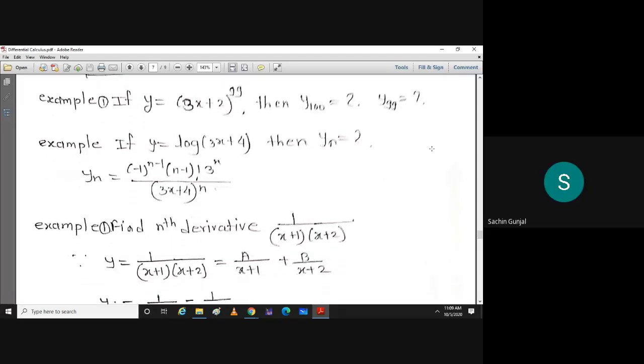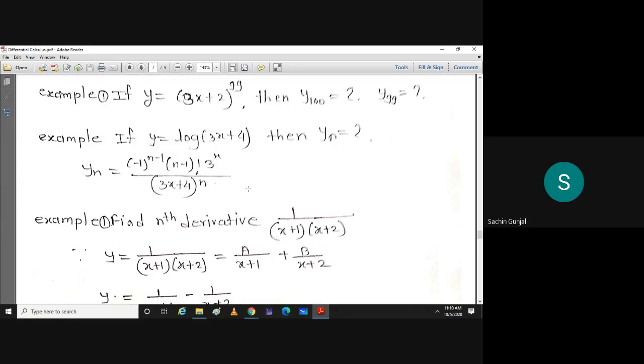Then quickly, what is the nth derivative of log of 3x plus 4? As we discussed in the last lecture, it is minus 1 raised to n minus 1, into n minus 1 factorial, into a raised to n, where a is the coefficient of x. So 3 raised to n upon (3x plus 4) raised to n.